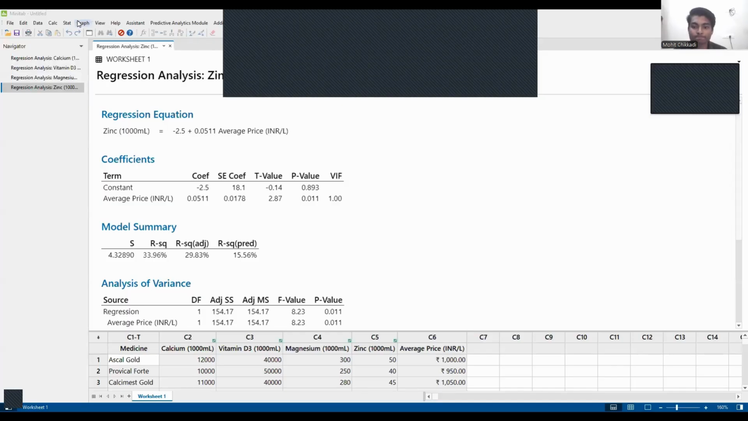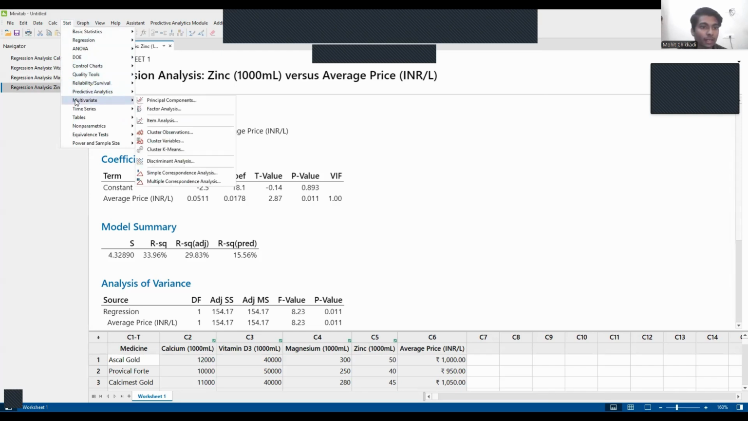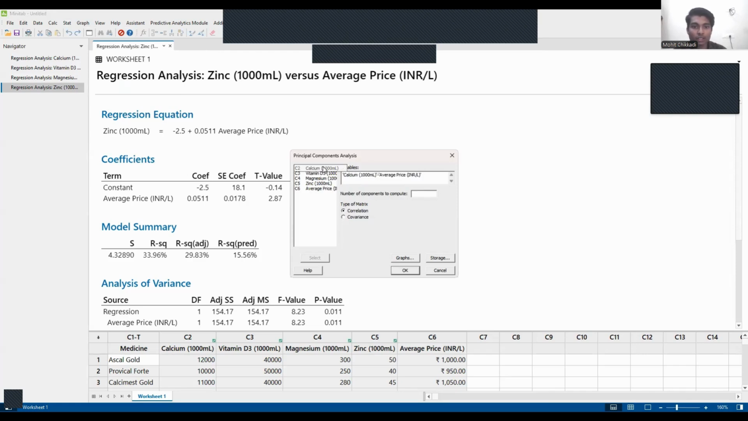Now let's switch gears and dig even deeper with another powerful technique called principal component analysis. So we will go back and I'll share the screen again. We'll go back to Minitab. So here, we will go to statistics. We will go to multivariate, and then we'll go to principal components. Then we'll select all our components, and then we press OK.